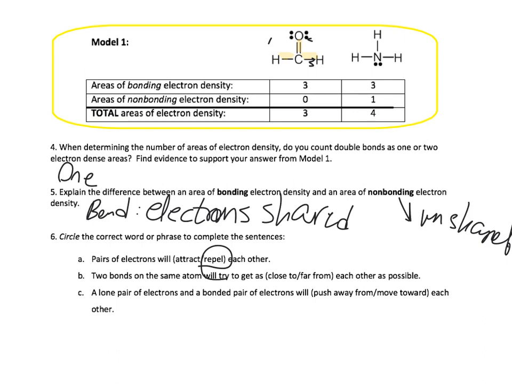Two bonds on the same atom will try to get as far from each other as possible. That's kind of a continuation of A. If you have two positive magnets and you put them near each other, they're going to push each other away so they can be as far from each other as possible.